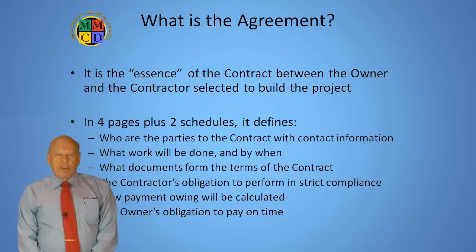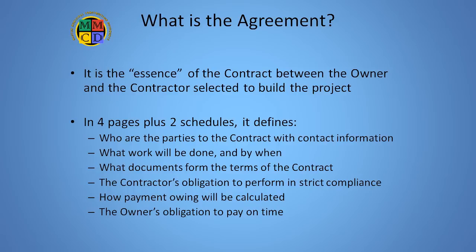So, just what is the agreement? It is the essence of the construction contract between an owner and a contractor. In just 4 pages, plus 2 lists, which are called Schedules 1 and 2, it sets out all of the critical points. It defines who is the owner, the contractor, and the contract administrator, and how they may be legally contacted. It sets out what work will be done, and when it must be substantially complete.